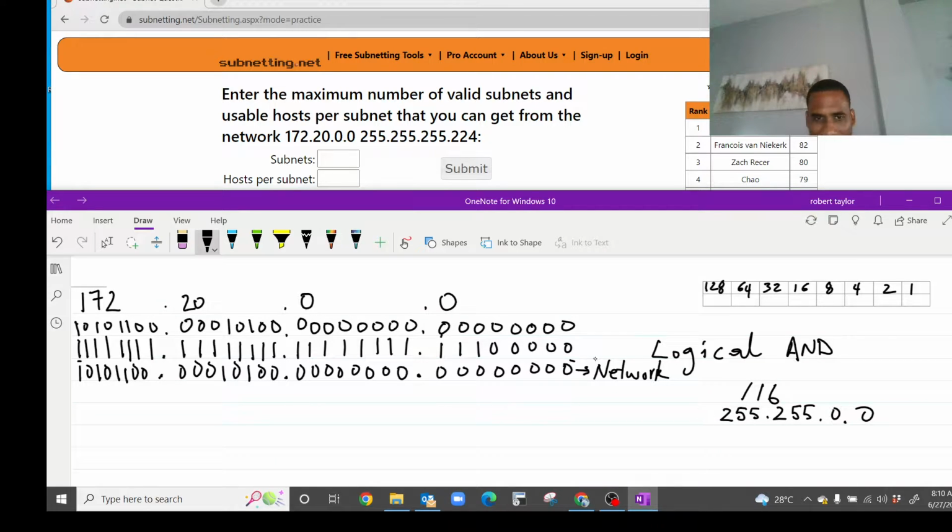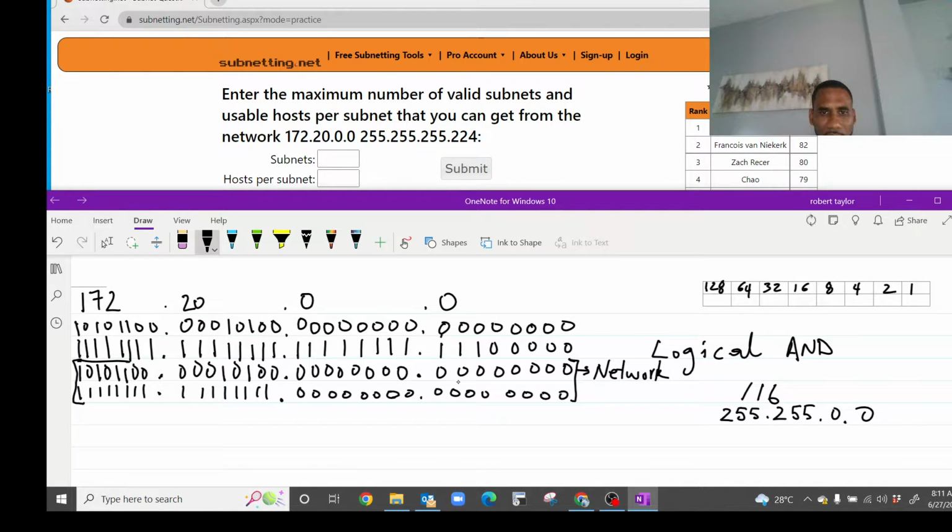So let me write this natural mask under the network here, in its binary notation. We know that the 255 is 11111111 dot 11111111 dot, and these are all zeros, 8 zeros, and these are all zeros, 8 zeros. Okay, so this is it. Remember, we're working with this portion now. Good. So this is the natural mask of the 172.20.0.0.